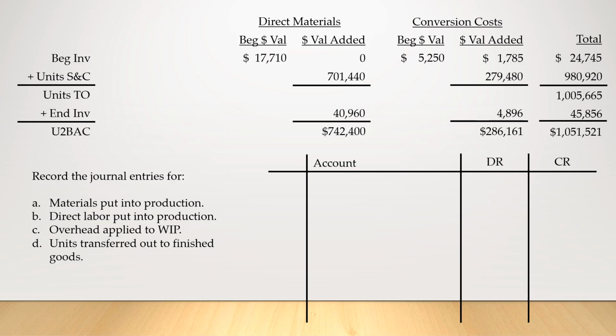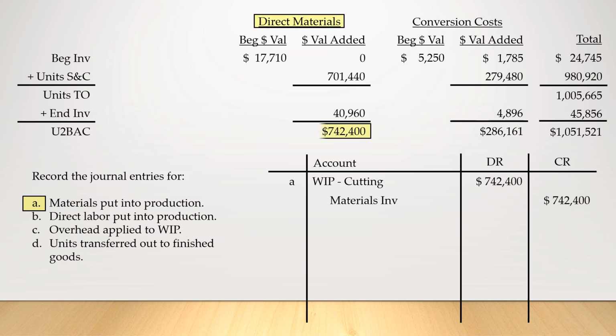Now for our journal entries. Letter A, record materials put into production. Debit work in process and credit materials inventory for the total direct materials cost incurred in the period. Letter B, record direct labor put into production. Debit work in process and credit wages payable. In this example, our total labor cost was given to us in our data.